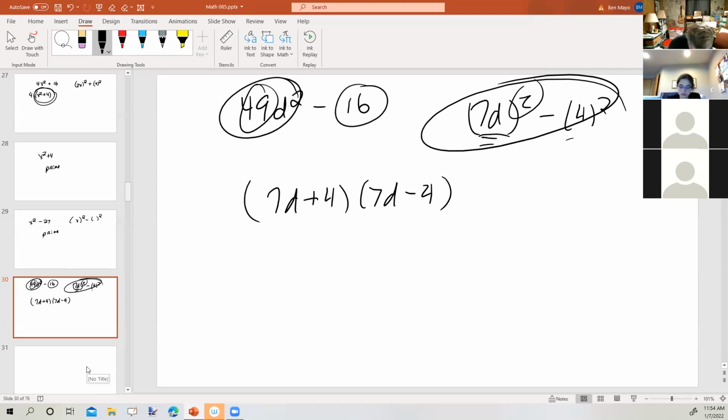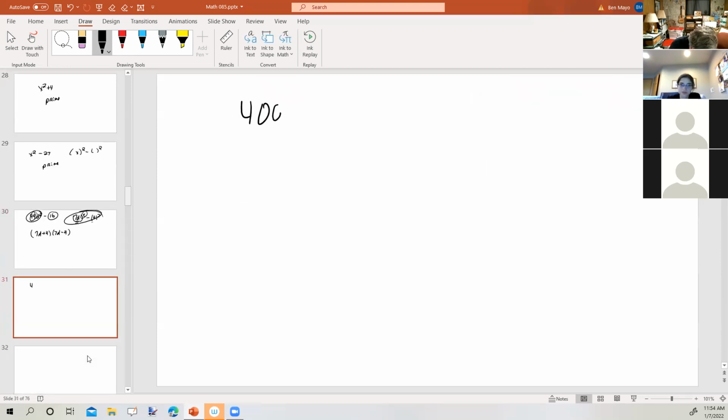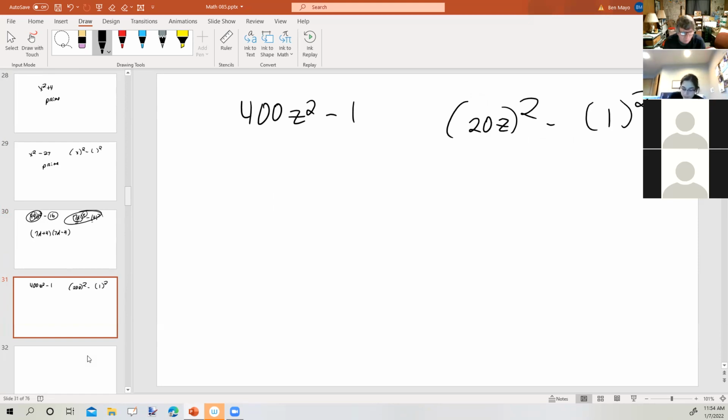How about this? 400z squared minus 1. This is a binomial. It's got a subtraction sign in the middle. Can I write it as the difference of two squares? Yeah, don't forget 1 squared is still 1. 20z times 20z is 400z squared. 1 times 1 is 1. So my two factors are 20z plus 1 times 20z minus 1. We okay with that? Any questions there?